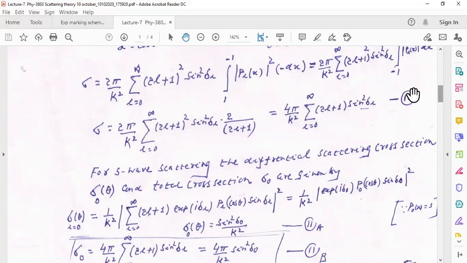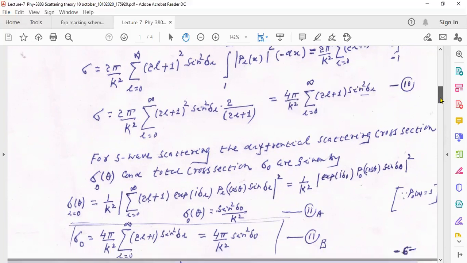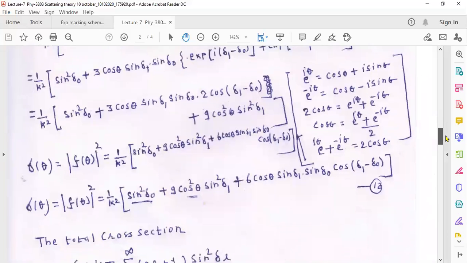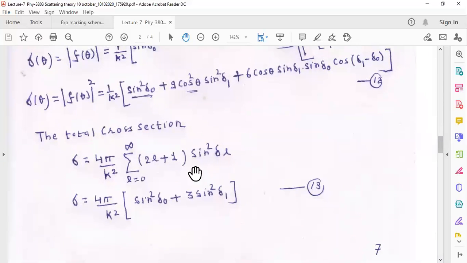So using expression number 10, let us write down the total cross section. This is the total cross section because of the two waves, S and P wave, because we have not included delta 2, delta 3, delta 4. So you see this is a sum over partial waves. You have to take the summation of the contribution of each L wave, each partial wave.